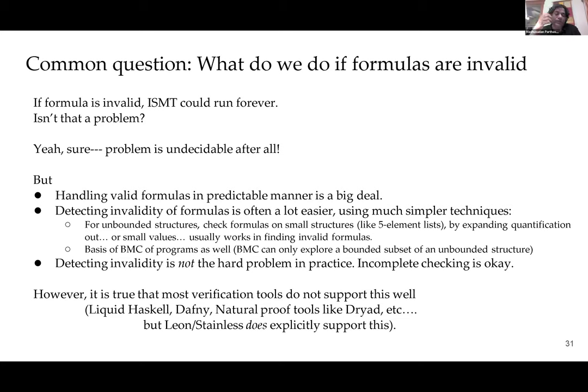For example, if you have data structures, you could just check for bounded data structures, like 5-element lists, is it valid, right? And typically you will find these errors. Or you could do bounded model checking, which will explore only a bounded subset of the heap anyway. And it'll already find that your logical formulas do not hold, your assertions do not hold. So there are much easier ways of handling invalidity. And so that's an orthogonal problem that we do not study in this tutorial.